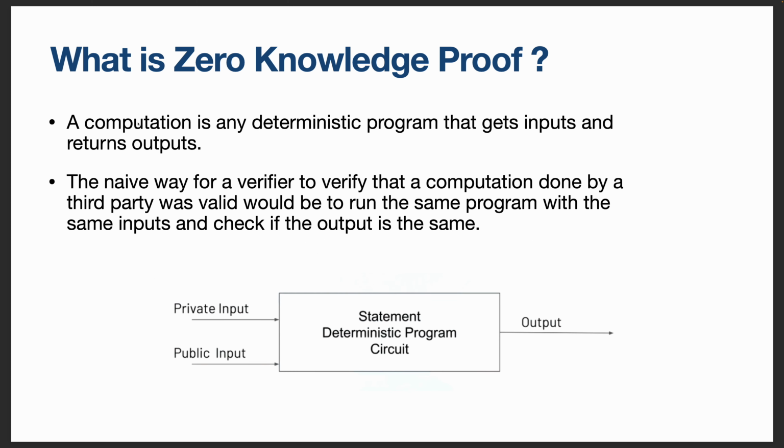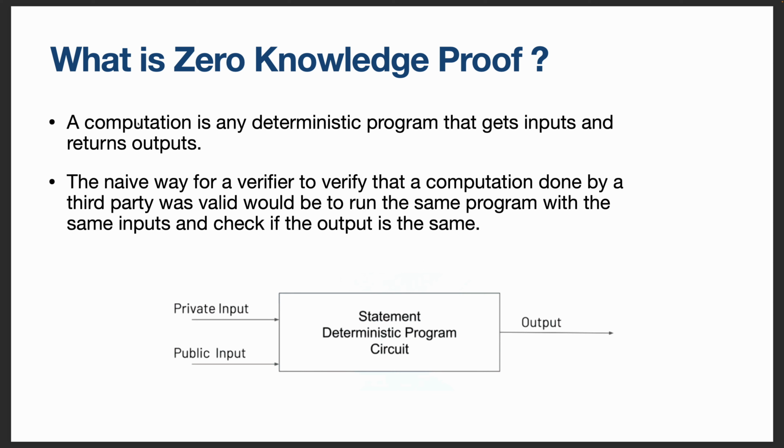So how can the prover make a proof that will be passed to the verifier in the later process? The prover needs to compute in a deterministic way, right? It's a blockchain, so the computation is basically a deterministic program. It gets inputs and it returns outputs. So for a verifier to verify that a computation done by a third party was valid, they would run the same program with the same input and check if the output is the same. Which means it's a deterministic program. If you put in the same input, the same output will be returned. So true is always true, and false is always false.